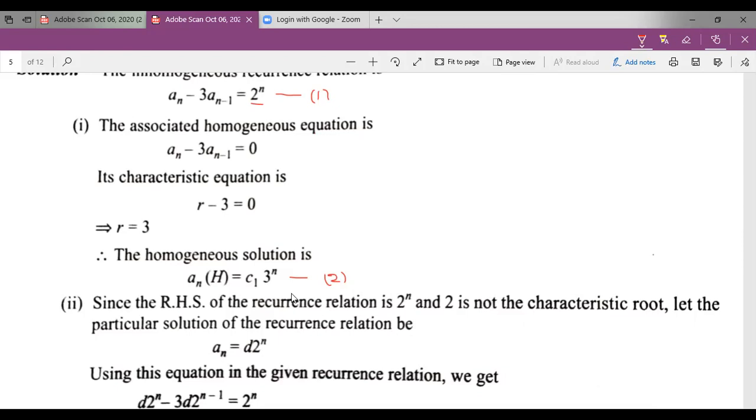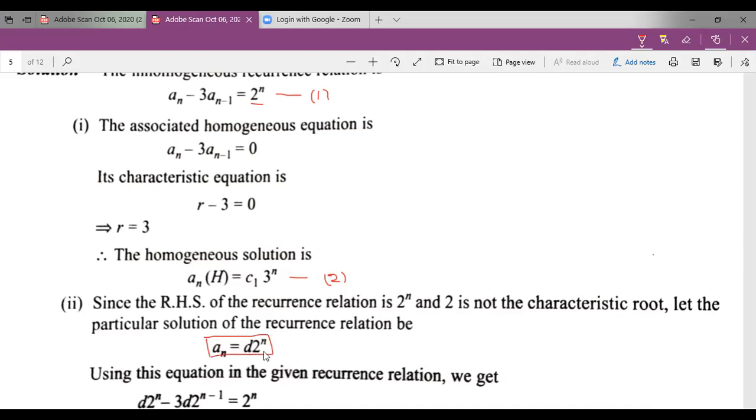Let the particular solution be as follows. The RHS term of the given recurrence relation is of the form r to the power n. When the RHS term is of this form, the particular solution is D r to the power n. So a_n = D r to the power n, and with r equal to 2, it is D 2 to the power n.